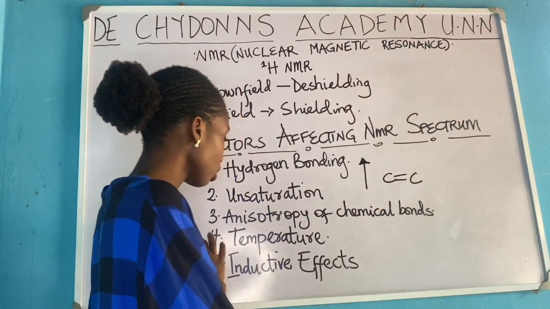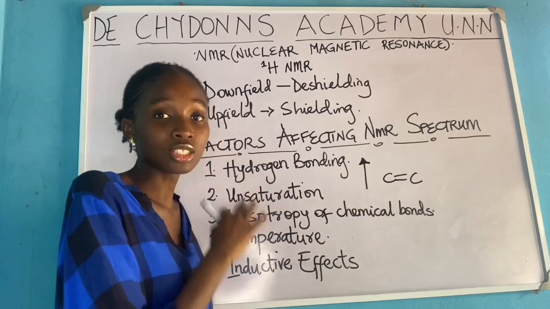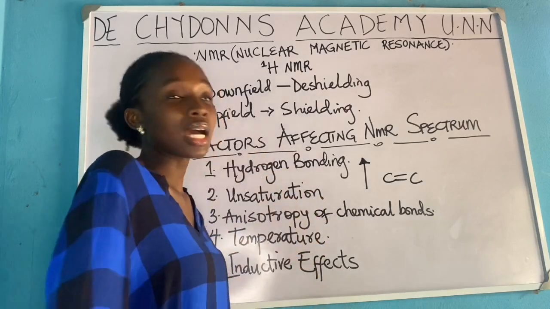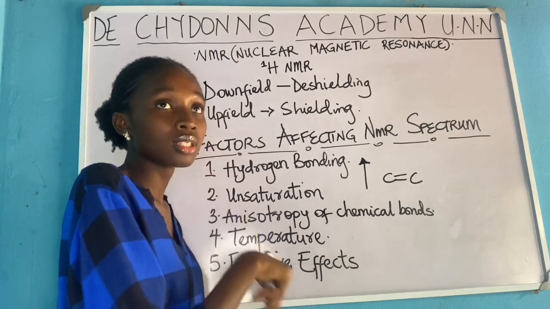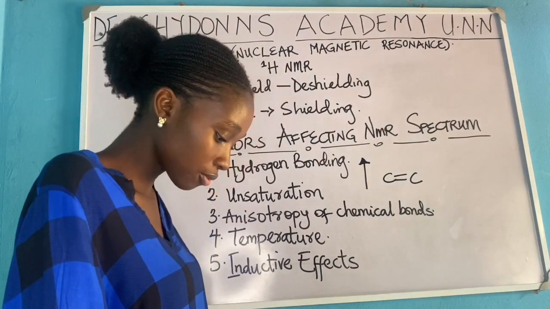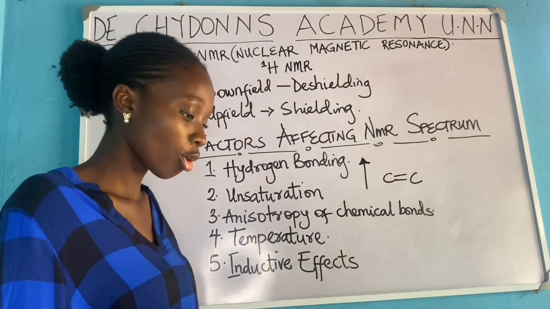So I'm moving on to anisotropy. The whole point of unsaturation is defined under anisotropy. So instead of saying unsaturation, you could also say anisotropy. Anisotropy occurs for all forms of unsaturated compounds.